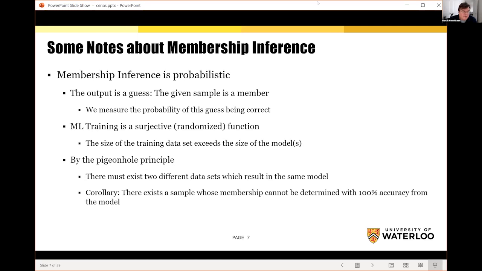In order to see that, you have to understand that machine learning training is a subjective randomized function. The training data set is much larger than the size of the model that you train, even the size of the models if you consider hyperparameter tuning. So by the pigeonhole principle, there must exist two different data sets which result in the same model. And in the same notion, there exists a sample whose membership cannot be determined with 100% accuracy from the model. Okay, so a membership inference attack must be probabilistic. It must be a guess whether or not a sample is in the training data set.